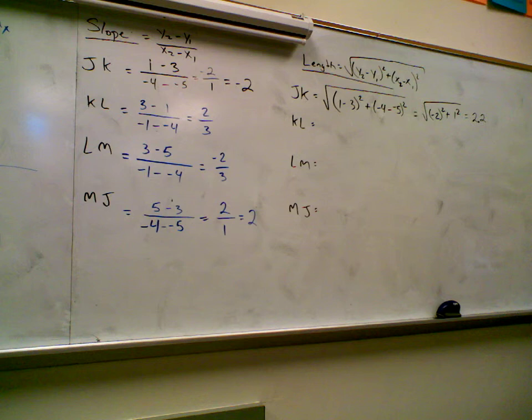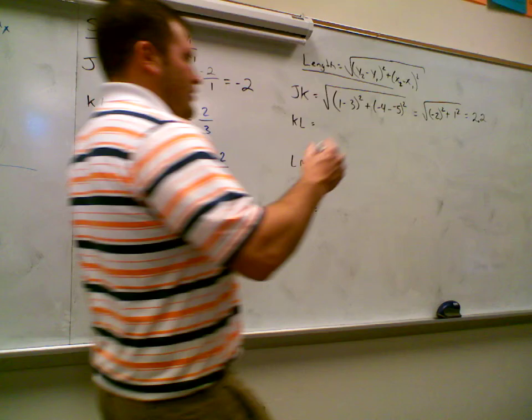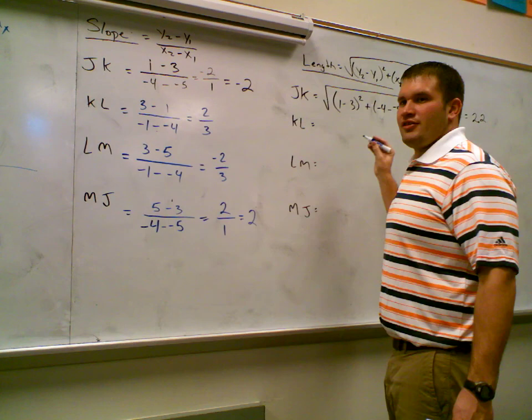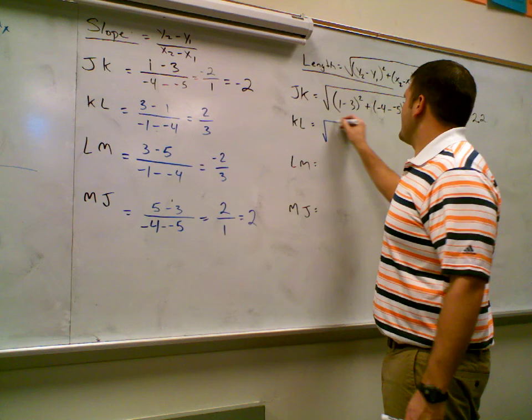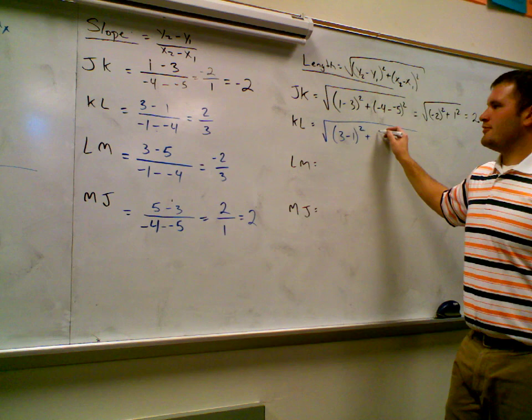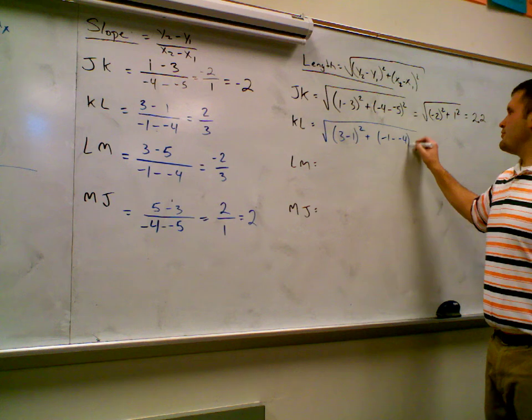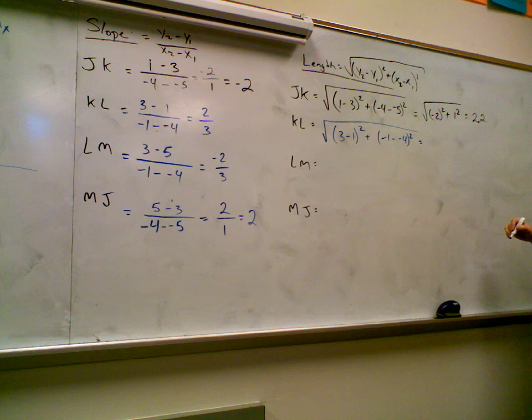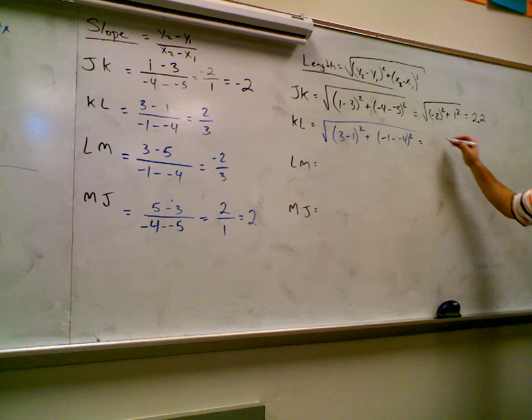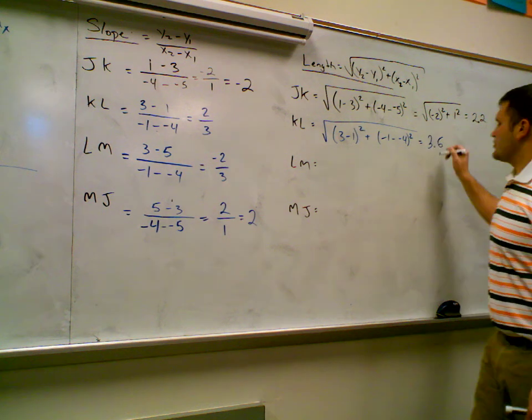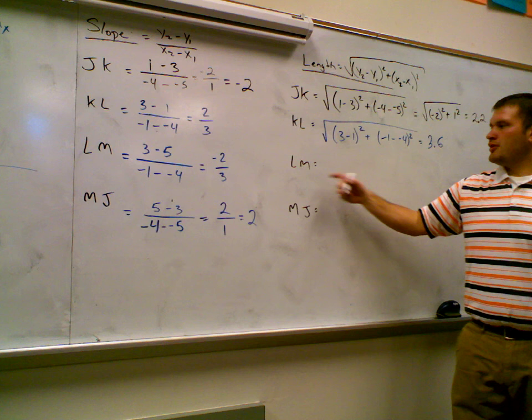Alright, sounds like we're done. Okay, so KL. Kendra, I'll give you a second chance. What'd you get? 3 minus negative 1 minus negative 4. And what was the final answer? 3.6. You guys agree? Okay. LM. Jamira, what'd you get?